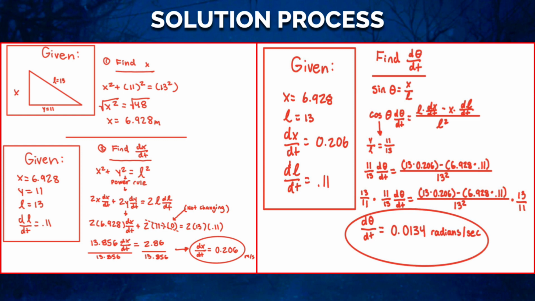We found the derivative of the equation using the quotient rule and the knowledge that the derivative of sine is cosine. Since cosine of theta equals 11 over 13, we plugged all of the given values into the equation and multiplied by the reciprocal of cosine, which is 13 over 11. We found that dθ/dt equals 0.0134 radians per second.